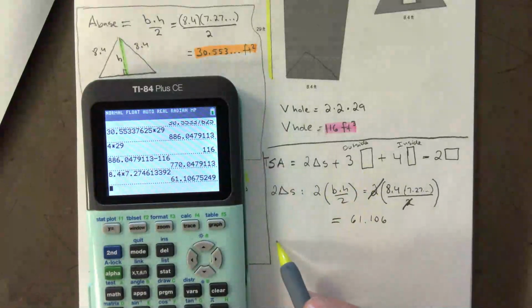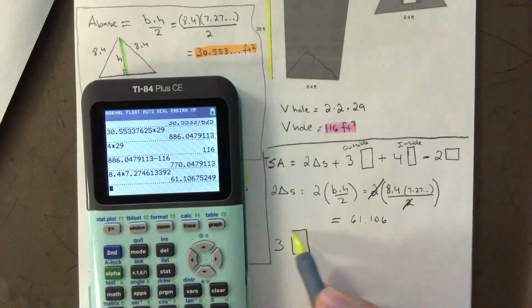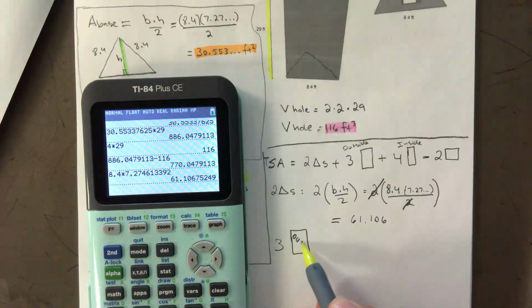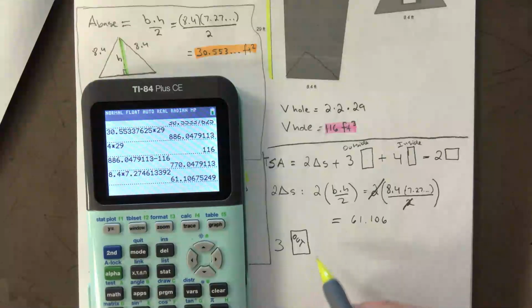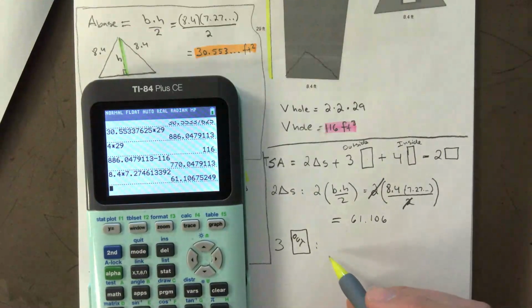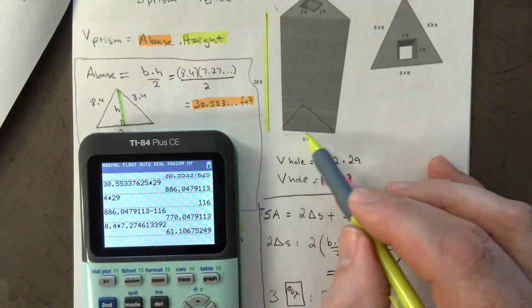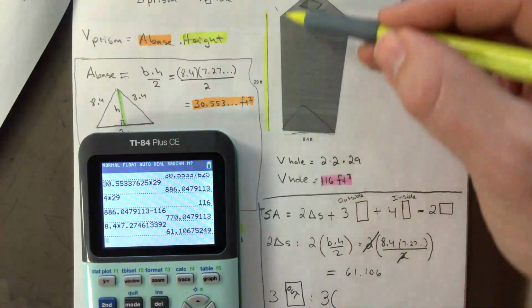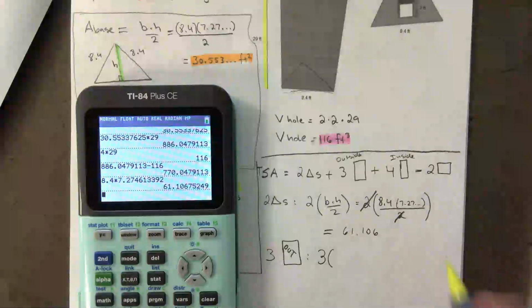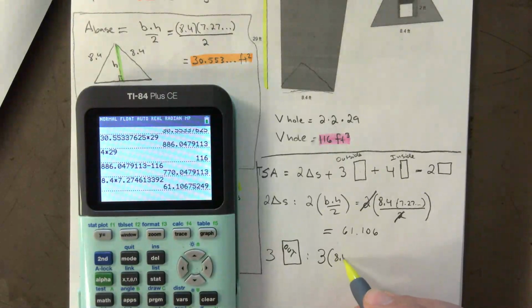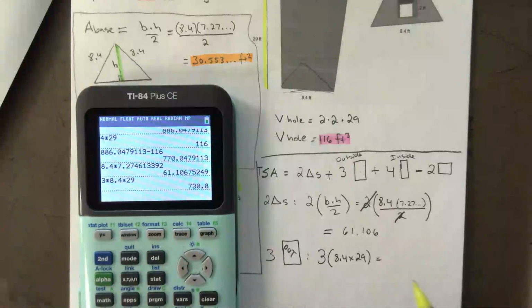Then I'm going to deal with the three rectangles on the outside. I'm going to go out like this, 3 outs. And that is simply going 3 times. Every single face out here is 8.4 by 29. Okay, so you got to go that way. 8.4 times 29, like that. So I'm going to go 3 times 8.4 times 29. That's 730.8. So all of these are going to be added later on.